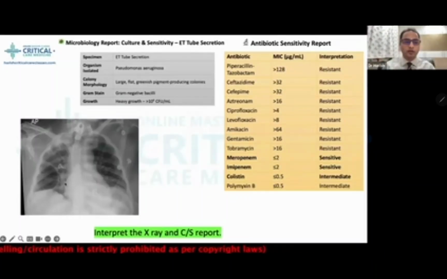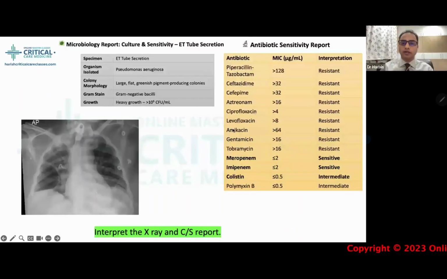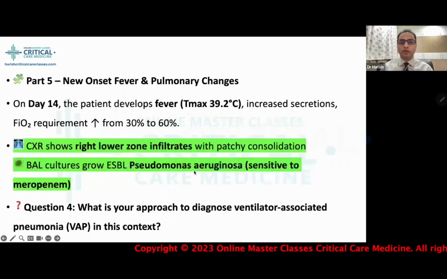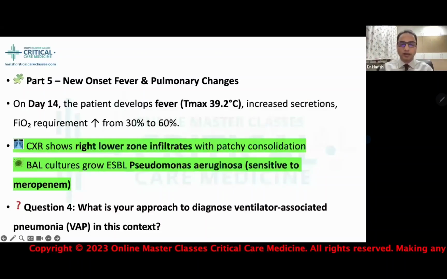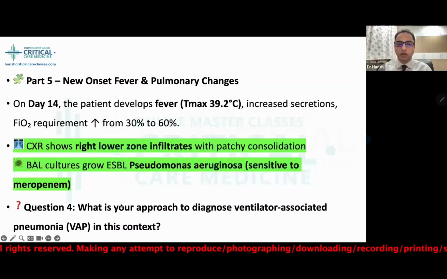So here, if you see, the X-ray is showing right sided infiltrates in the lower zone. So the chest X-ray shows right lower zone infiltrates with patchy consolidation. Our culture grows ESBL Pseudomonas aeruginosa, which is sensitive to meropenem, because the Pseudomonas is resistant to most of the beta-lactam and beta-lactam combination. So it is an ESBL organism. Remember, when we get an ESBL organism, the approach is going to be different as compared to giving antibiotics with a BL-BLI combination.